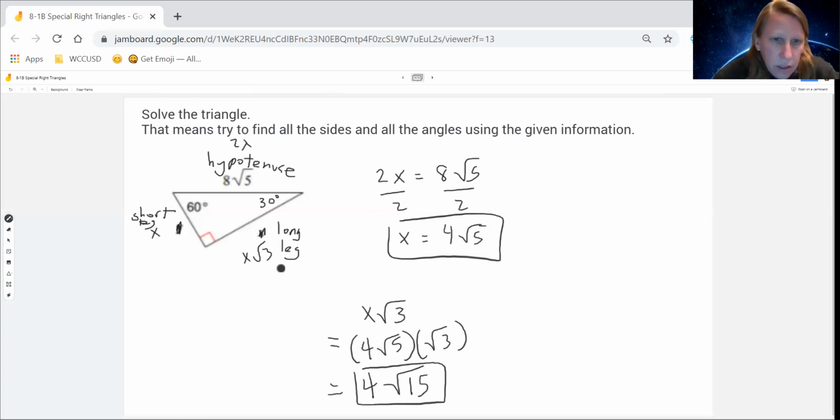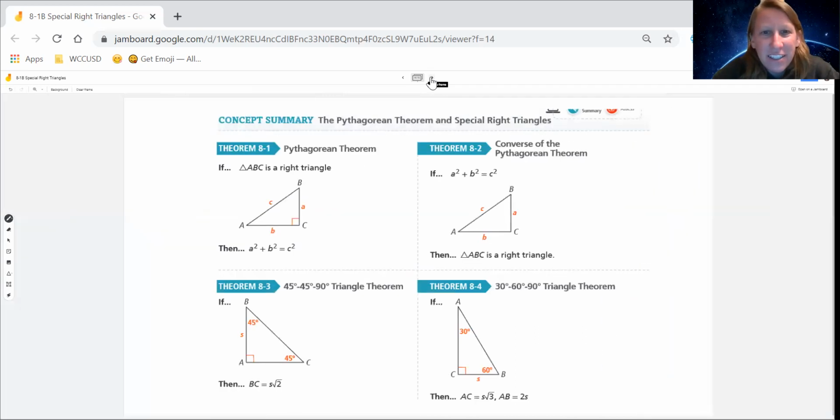Okay, and then originally I think this was x and this was y. Annoying. Maybe that's why they used s. Okay, here's a quick review. This is the right triangle theorem. And then we had the converse, and then we had the 45-45-90 relationship and the 30-60-90 relationship. That was a long video. Be good, keep working, keep learning.